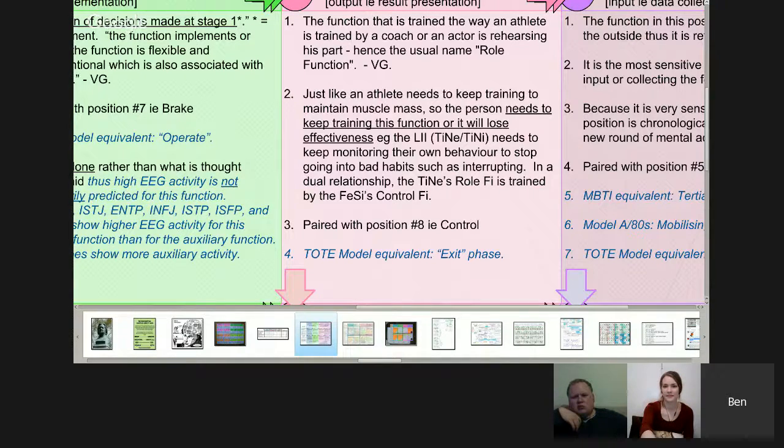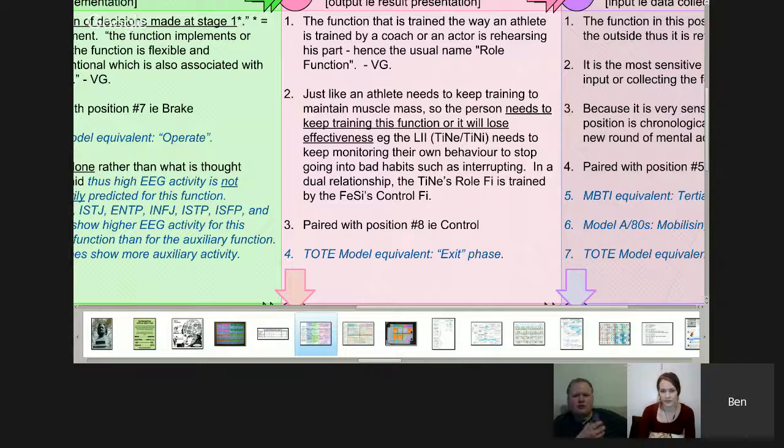Just like an athlete needs to keep training to maintain muscle mass, so the person needs to keep training this function or will lose effectiveness. E.g., no, I'll put that in. That's my own interpretation. The e.g. is LII needs to keep monitoring their own behavior to stop going into bad habits such as interrupting. Do you think that's true, Hannah?